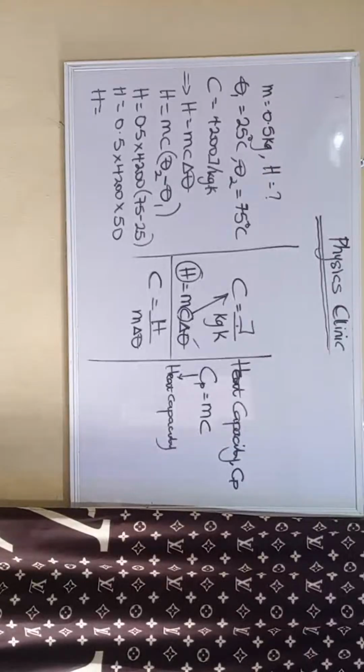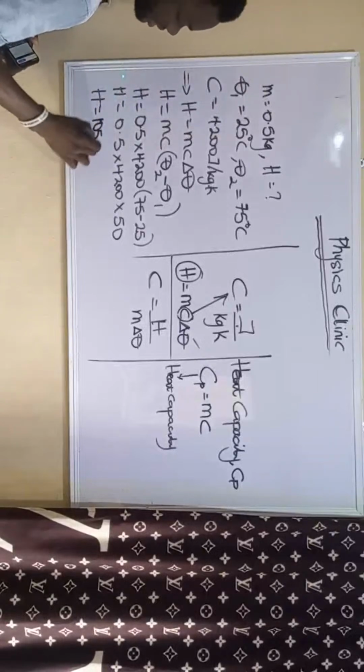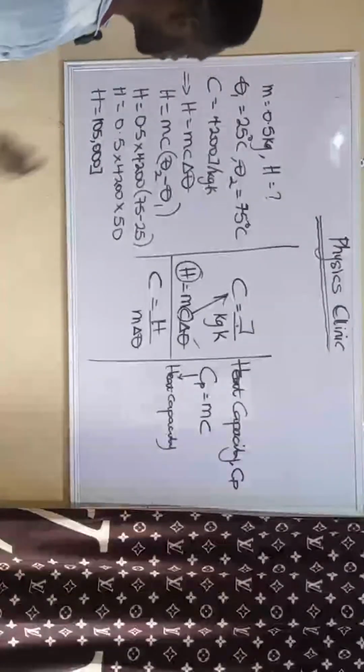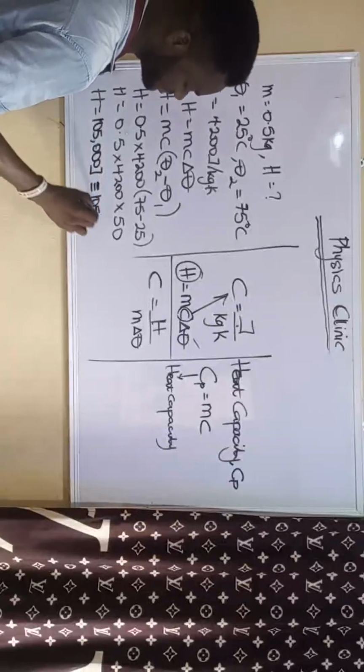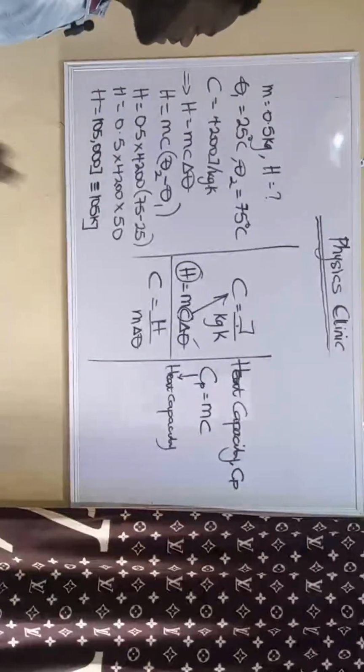0.5 times 4,200 times 50. All right, so our answer there will give us 105,000 joules, which is equivalent to 105 kilojoules.